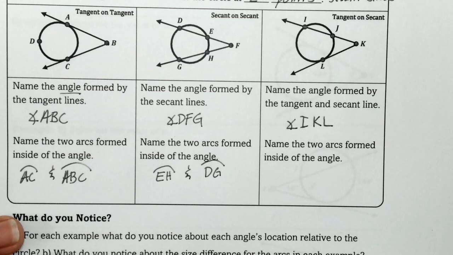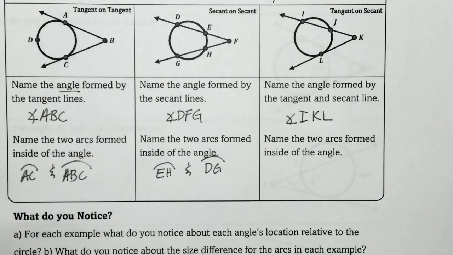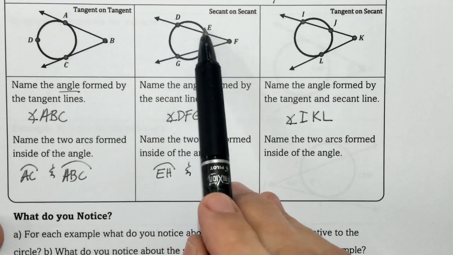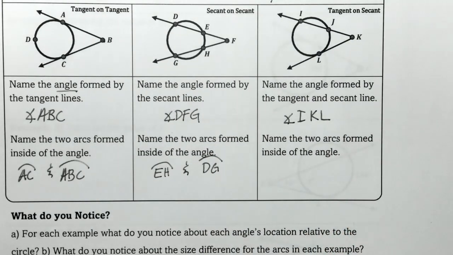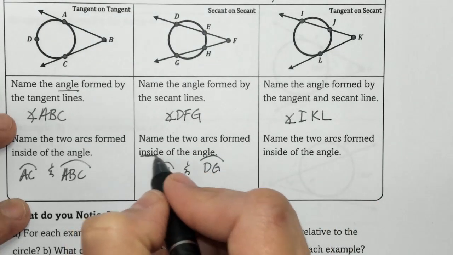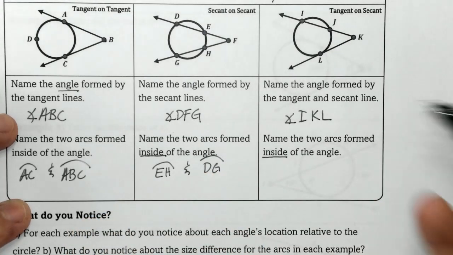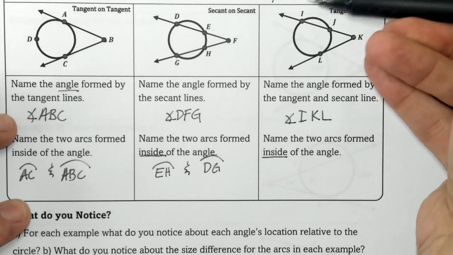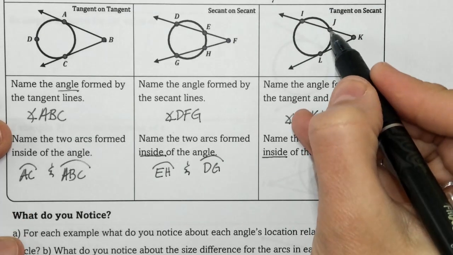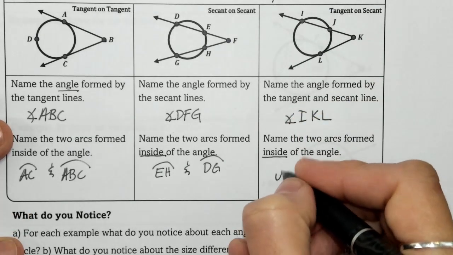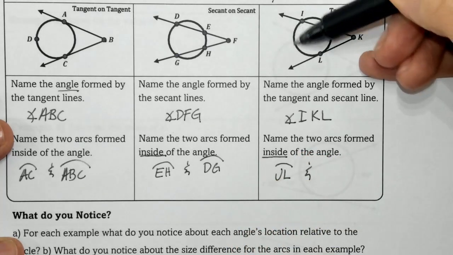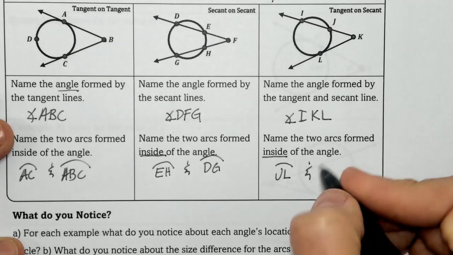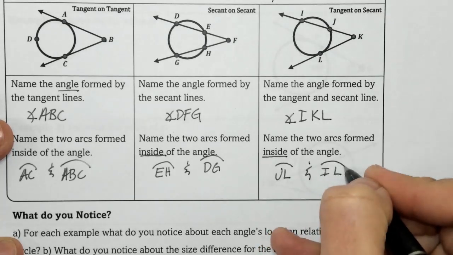Now we're going to name the two arcs. I didn't point this out on the secant, but you have to understand there are two other arcs on the secant. Here there's another arc. We're dealing with the two arcs that are formed inside of this angle. So we're looking at all within this area, not outside. So here we have arc JL, and on the other side we have arc IL or LI, whichever order you'd like to put those two letters.